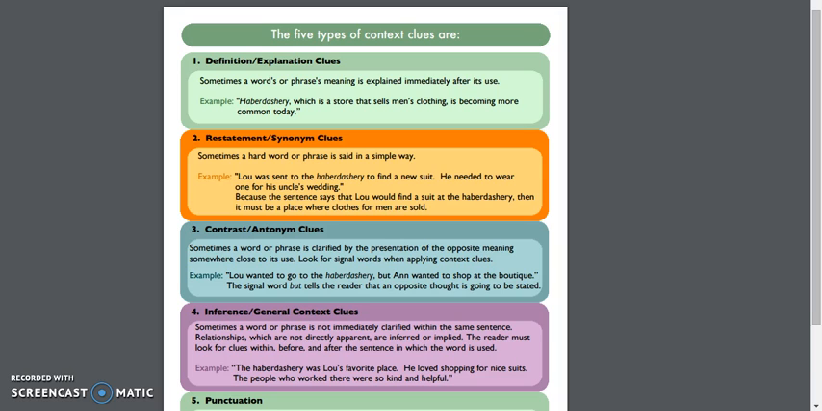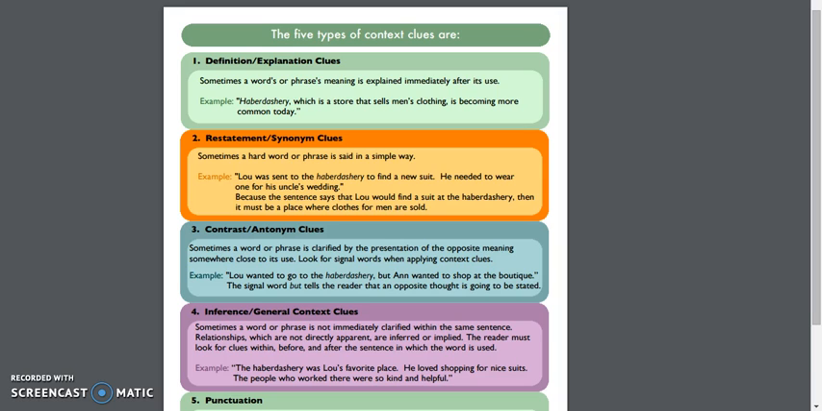In this case, sometimes a hard word or phrase is said in a simple way. Let's look at our example. "Lou was sent to the haberdashery to find a new suit. He needed to wear one for his uncle's wedding." Because the sentence says that Lou would find a suit at the haberdashery, then it must be a place where clothes for men are sold. We can figure that out because of the way the word is used and said in a simple way.